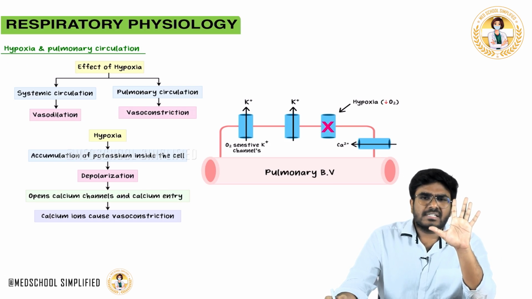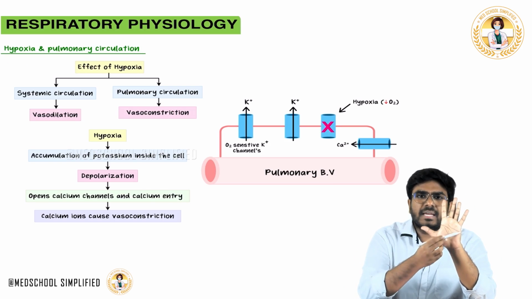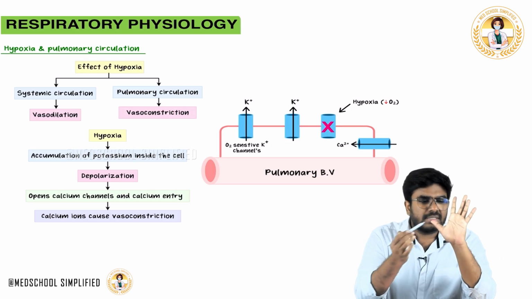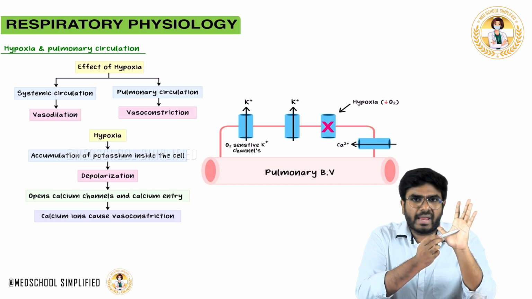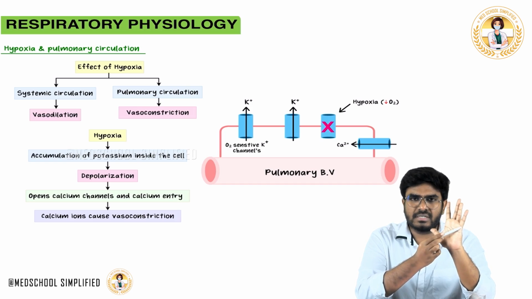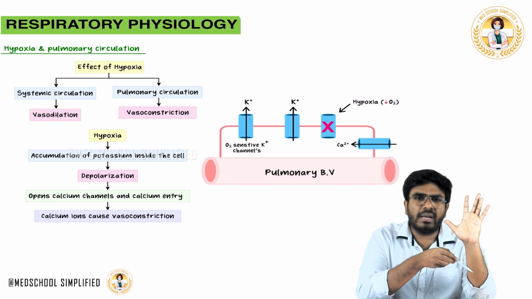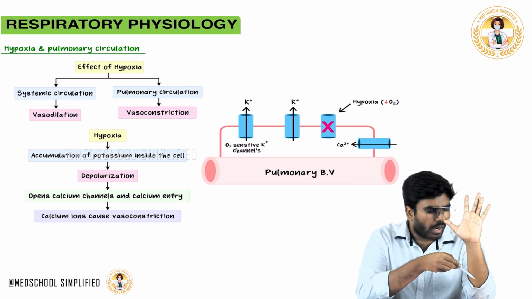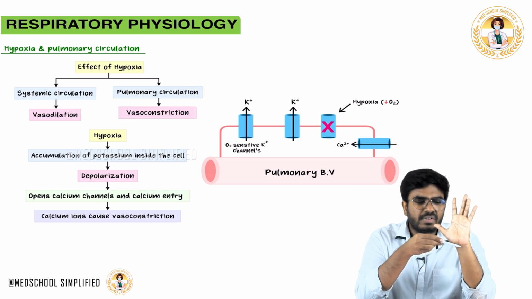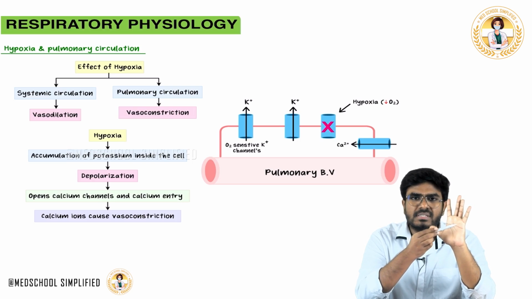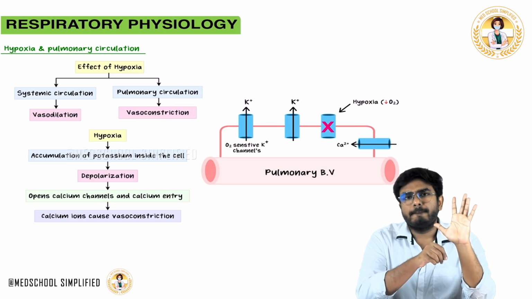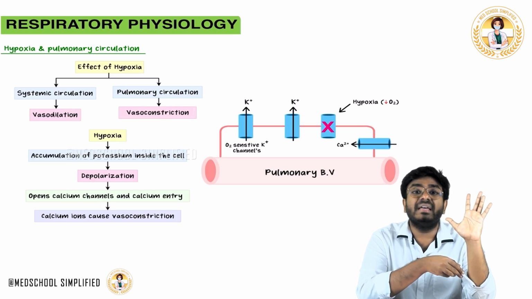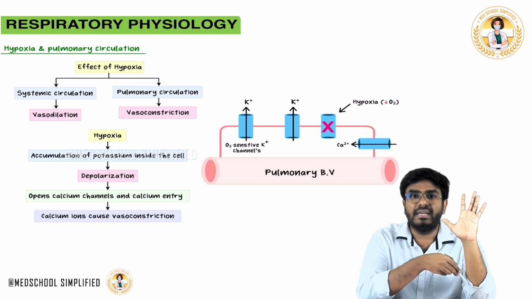Usually in the systemic circulation, if there is hypoxia, what happens to the blood vessels? Imagine that this area of my hand is getting hypoxic. Now what happens to the systemic blood vessels which are bringing the blood to this area of hypoxia? These blood vessels will be dilated, especially the arteries.